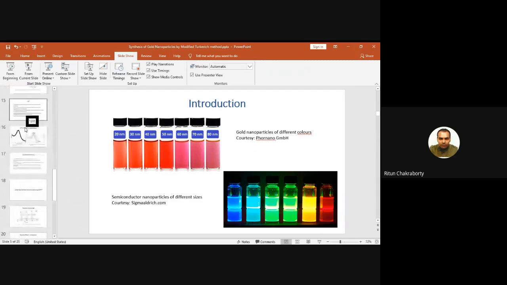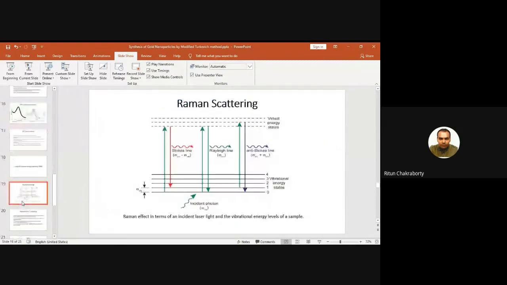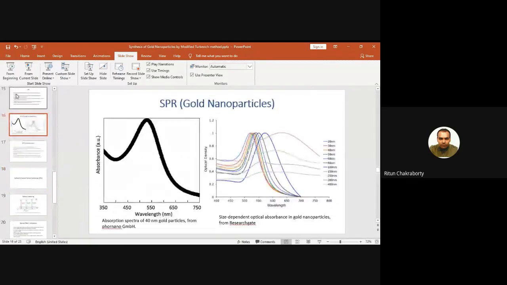So we have discussed this. This is the last slide we will discuss, and also last for you, because for you we will not go beyond surface plasmon resonance. But for MSc students, they will also have to learn about surface enhanced Raman scattering.